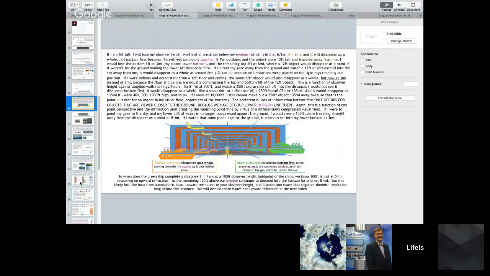I'll show a better diagram of this down the road, but that's how this optical obstruction was taken as curve, because you're just losing the more compressed aspects as they move off into the distance. I like the term the lower visual field.